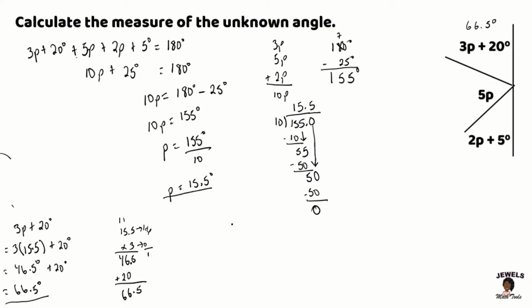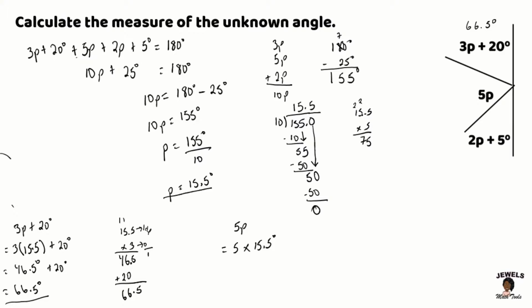Now we're going to be calculating 5p. So we have 5 times 15.5 degrees, and 15.5 times 5. 5 times 5 is 25. Carry our 2. 5 times 5 is 25, plus 2 is 27.